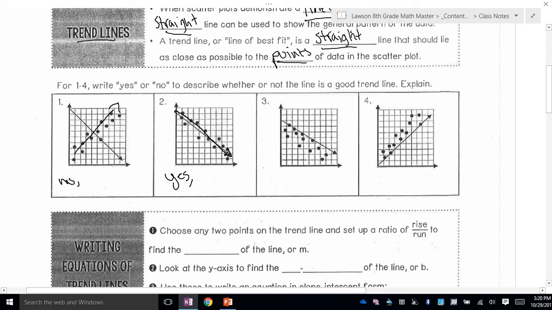For 3, I want you to go ahead and pause the video and look at this graph, number 3, and tell me if you think that it would be a good trend line or not.